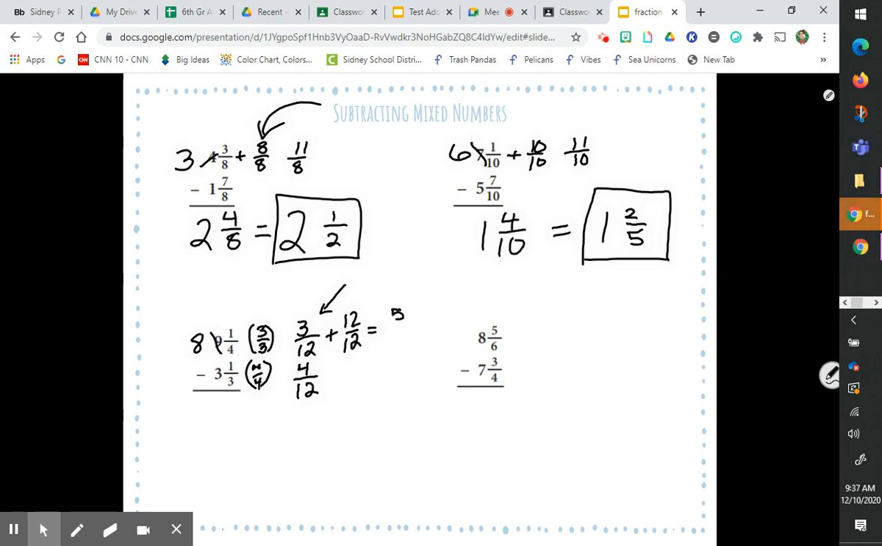Now I have 15/12. Can I subtract 4 out of 15? Yes. 4 out of 15 is going to give me 11/12. 8 minus 3. And I do not need to reduce at all. It's already small enough.